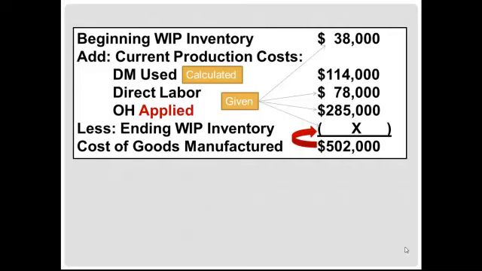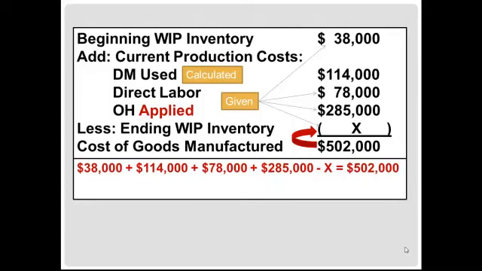Or you can create an algebraic equation: 38,000 plus 114,000 plus 78,000 plus 285,000 minus X must equal 502,000, which was given in the problem. So ending work in process inventory is $13,000.